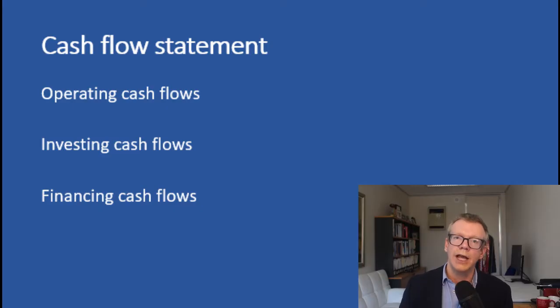So, the statement of cash flows shows the sources and the uses of cash during the period. The cash flow statement is divided up into three sections: cash flows from operating activity, cash flows from investing activities, and cash flows from financing activities.